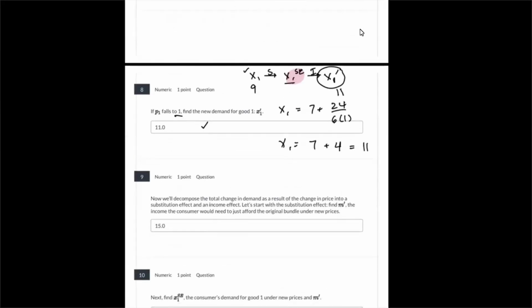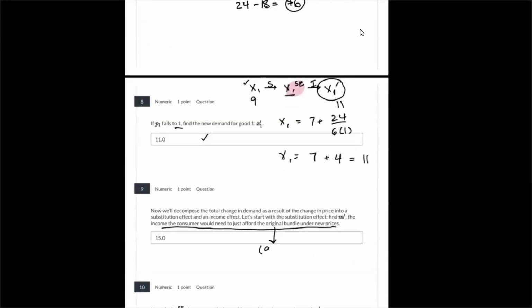So we'll decompose the total change in demand as a result of the change in price into a substitution effect and an income effect. Let's start with the substitution effect. I want to find M prime, the income the consumer would need to just afford the original bundle under new prices. What is the original bundle? It is 9, 6. What are the new prices? 1, 1. I said the price of good 1 falls to 1, and the price of the composite good is always 1 because it's the money left over. If you have $1 left over, that costs you $1. The price of good 2 is always going to stay at 1 for all of these problems.